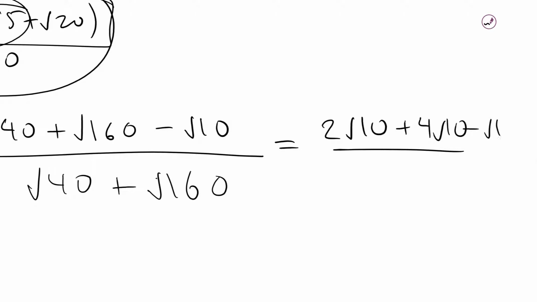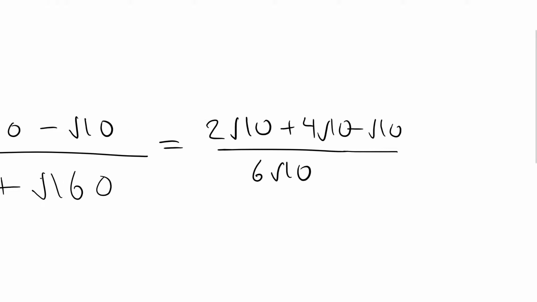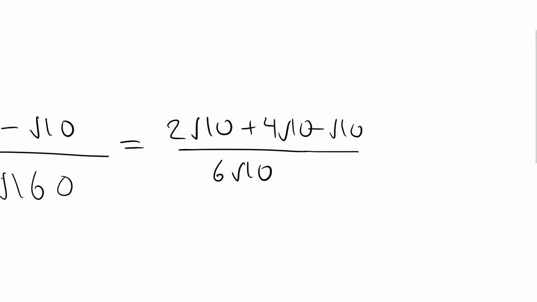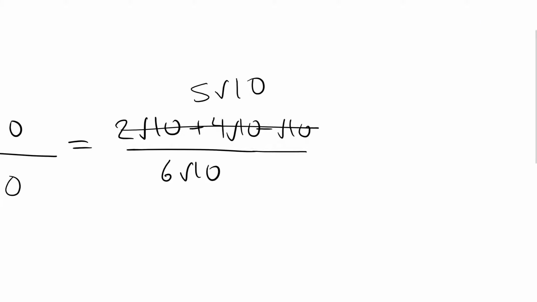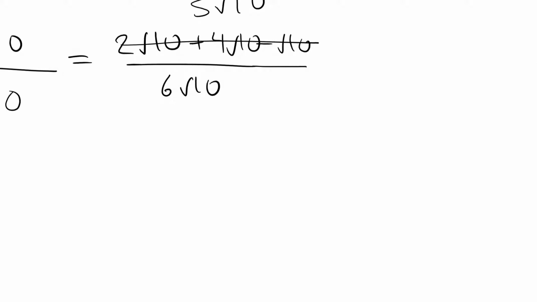Minus, of course, the root 10. And then you can do over 2 root 10, plus 4 root 10. We're talking about 6 root 10 straight away. And then on the top you can do 5 root 10. It's all coming together, and then you times it by 100.